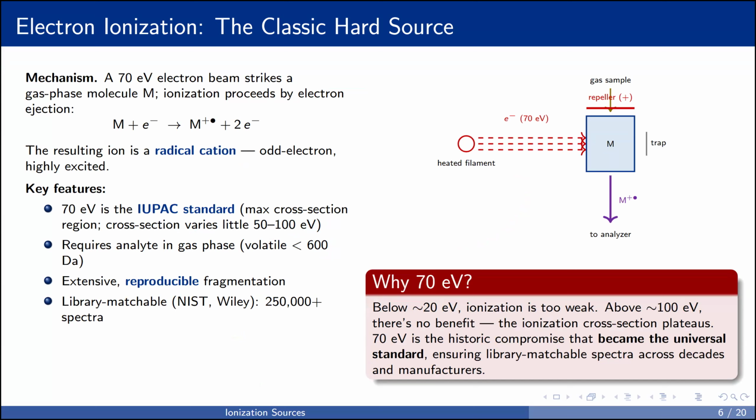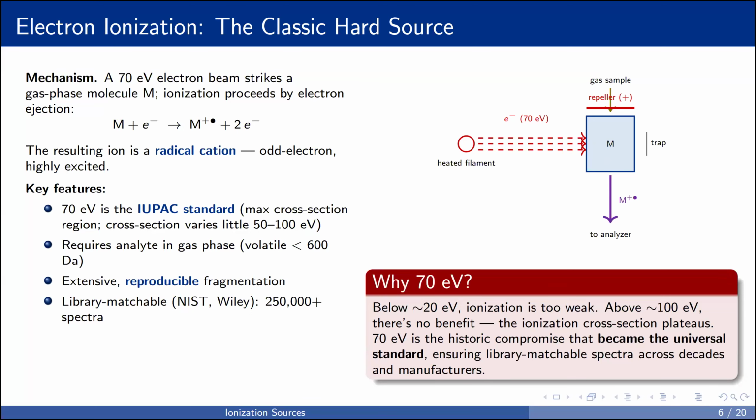A heated filament, usually a rhenium or tungsten wire, emits electrons thermoionically. These electrons are accelerated through a potential of 70 volts across the ionization chamber. They pass through the gas phase sample, and occasionally one of them knocks an electron off an analyte molecule.